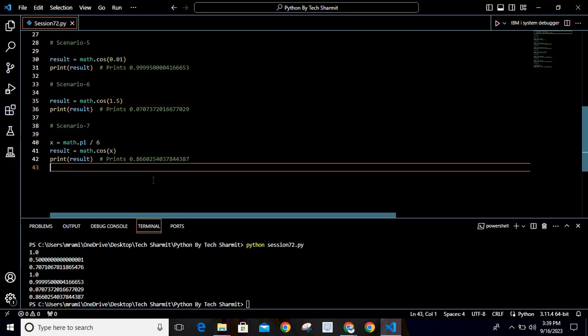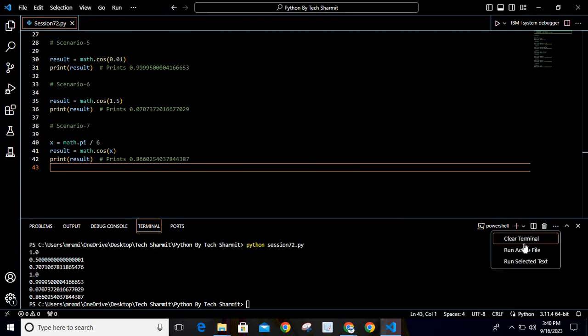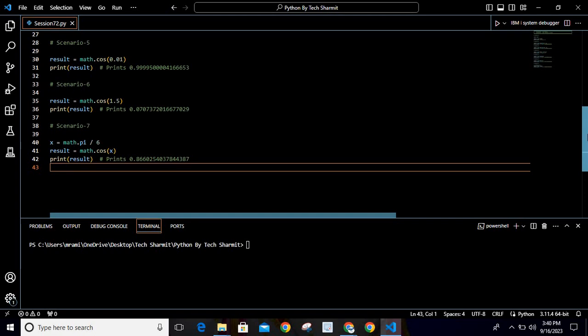In the last scenario, we are passing the value math.pi by 6, but in terms of a variable. We are not passing the value directly. Firstly we store the value in a variable, and that variable we pass as a parameter. So you can see it will calculate the value as 0.8660254037844387 approximately. So this is how we can utilize this cos function in order to calculate the cosine of angle.